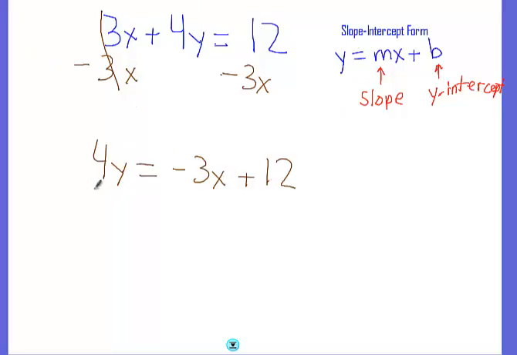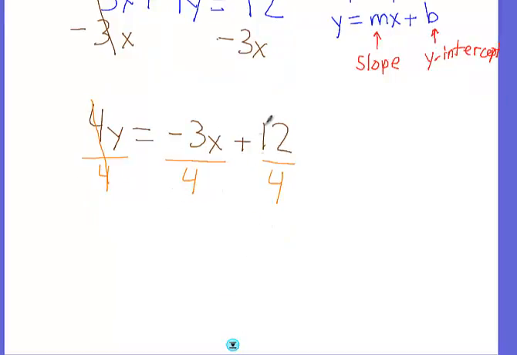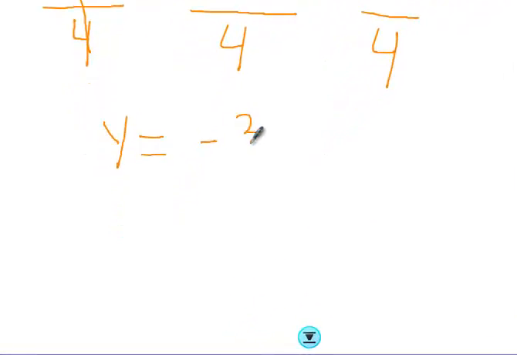Now, we just need to get y all by itself, so we're going to divide by 4. Make sure we divide every single term by 4. A lot of times kids forget to divide the constant term by 4 also. So our equation is going to be y equals negative 3/4 x plus 3. Okay?